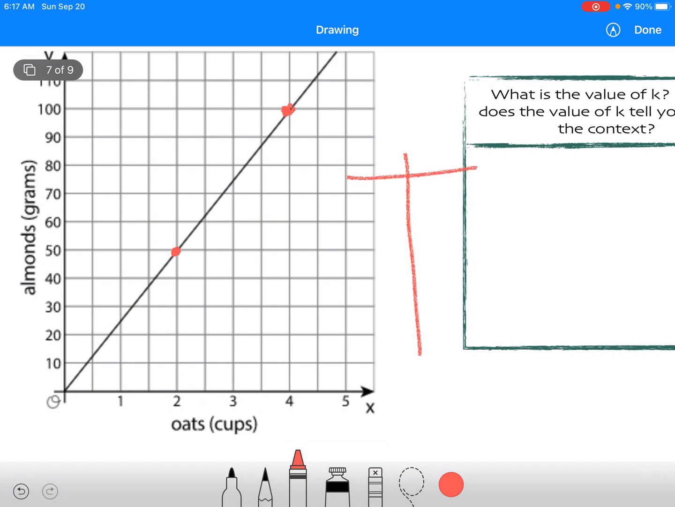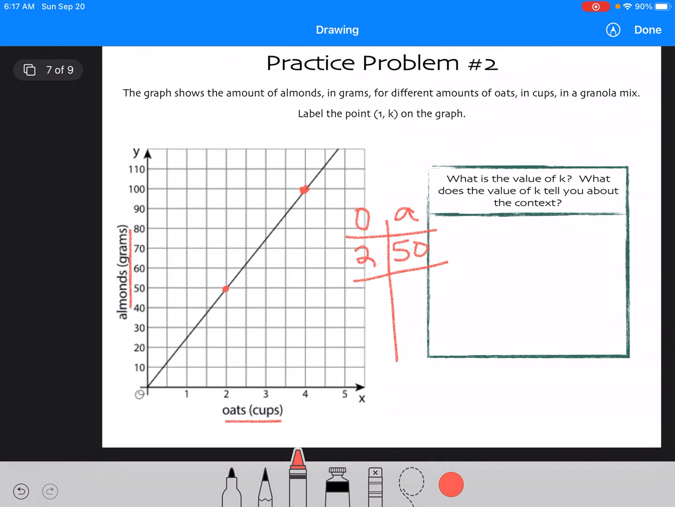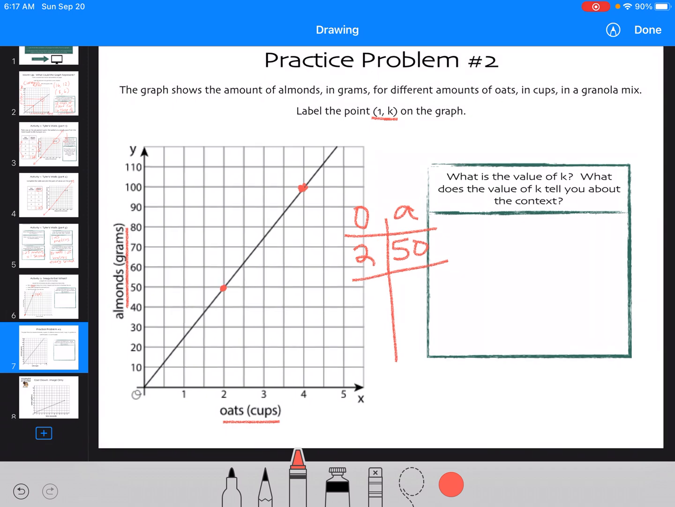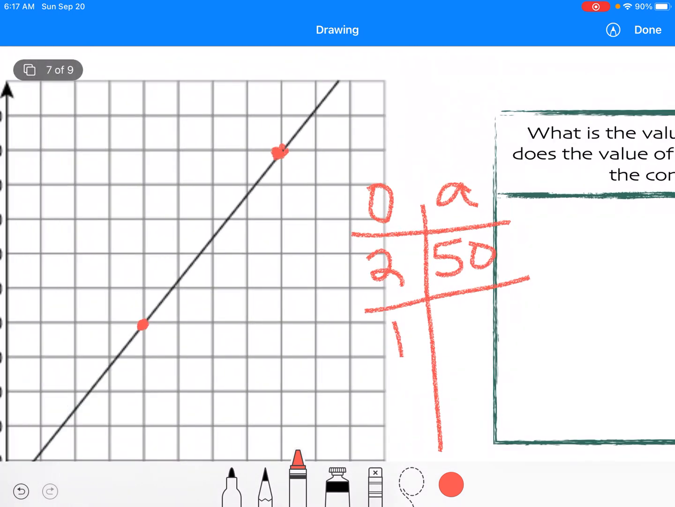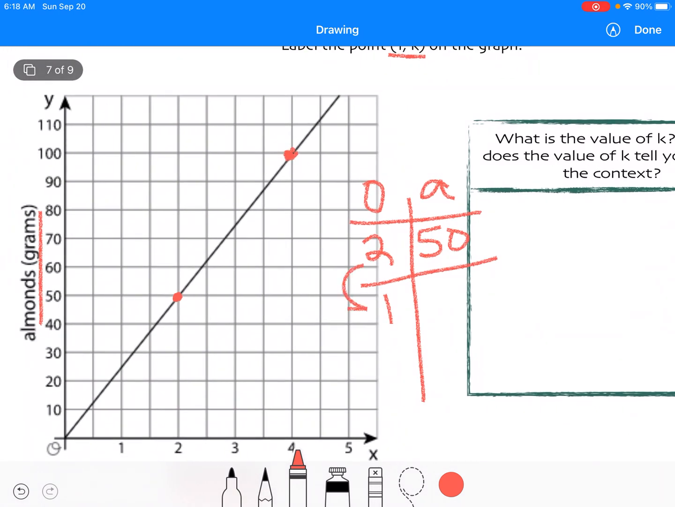So we're going to go with oats because that's on the x-axis and almonds because that's on the y-axis. I'm going to plot the point that I know. So it's 2 cups of oats for 50 grams of almonds. So they want to know what the value of 1, K is. So 1 cup of oats. So I'm going to divide by 2. Divide by 2 and I get 25.